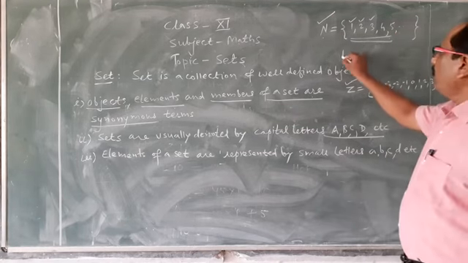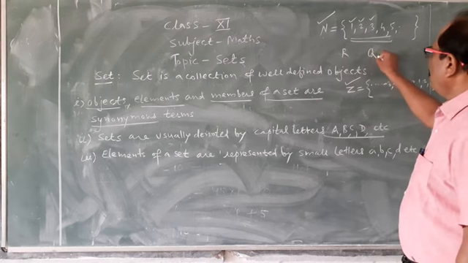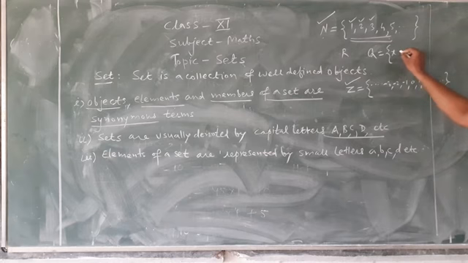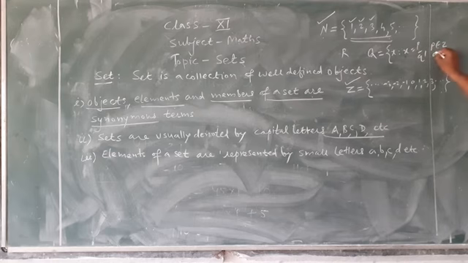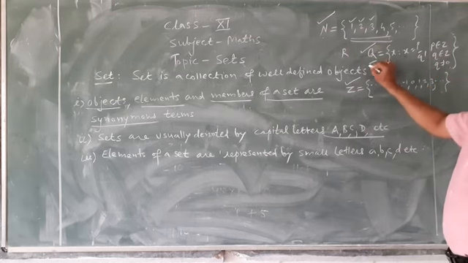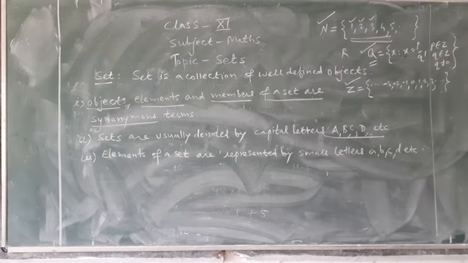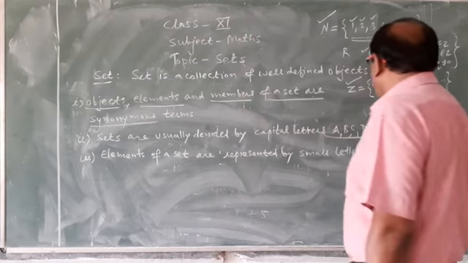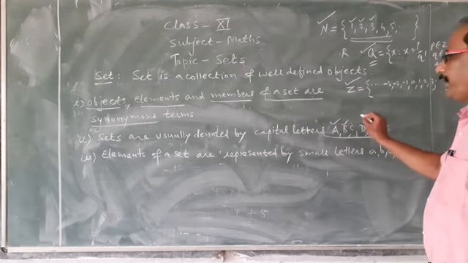Set of real numbers, set of rational numbers, denoted by Q. Q is equal to the set of all x such that x is equal to p upon q, where p belongs to Z, q belongs to Z, and q should be not equal to 0. The set of rational numbers is denoted by Q. All sets are denoted by capital letters.